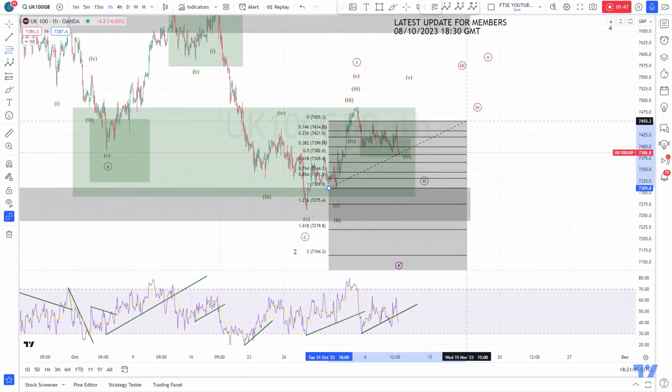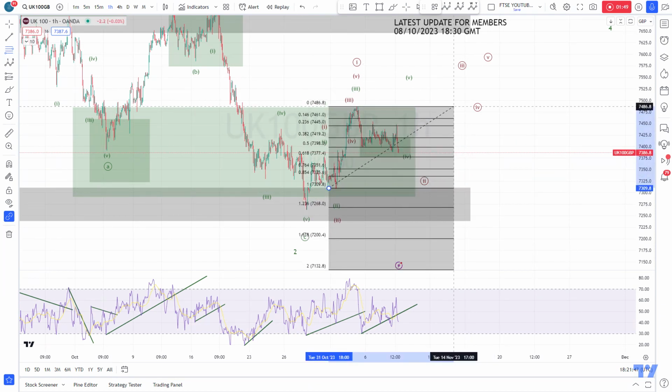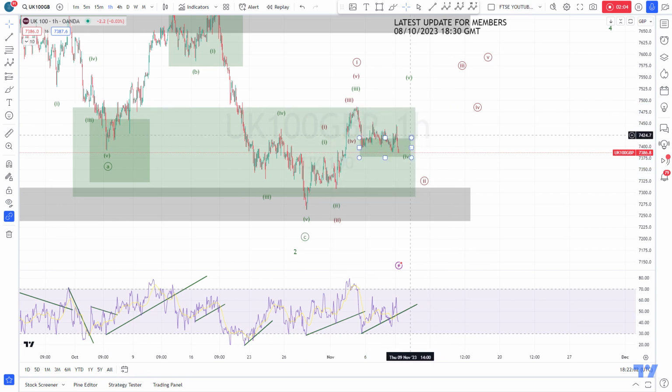So if we take the length of the wave 3, then the area here between the 0.382 and the 0.618 FIB retracement is the wave 4 area. And so from here, we can expect a fifth wave. Now, as you can see, we come quite close to the extreme boundary of this wave 4 area.